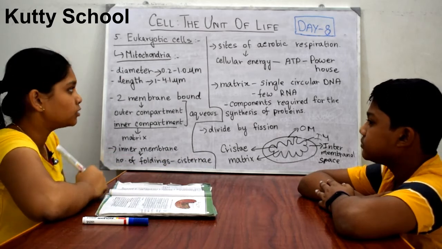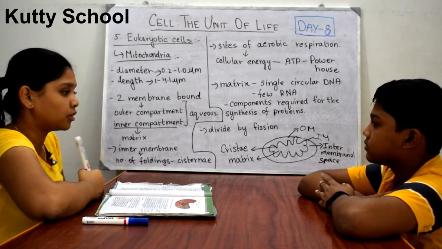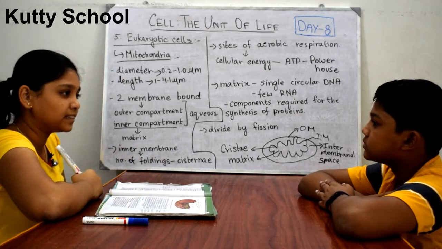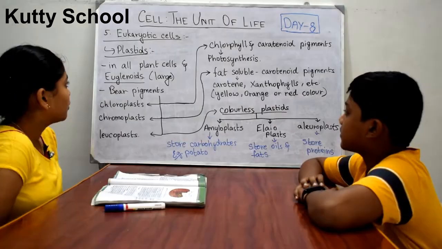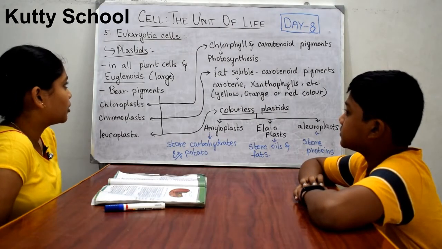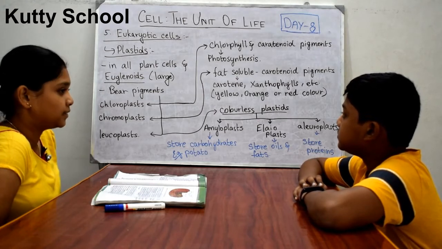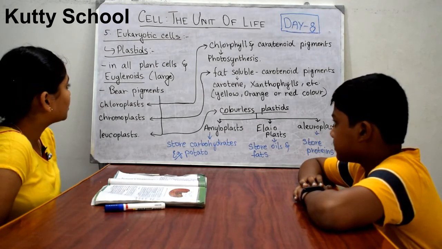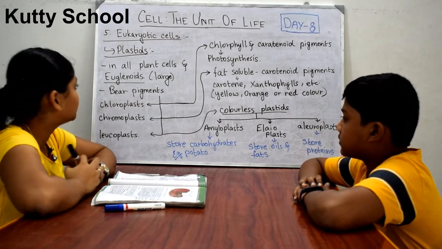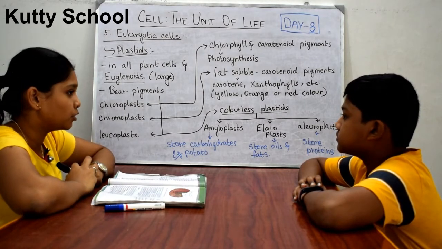Okay, so next we will go to the fifth subtopic under eukaryotic cells, which is plastids. Plastids are present in all plant cells and euglenoids.